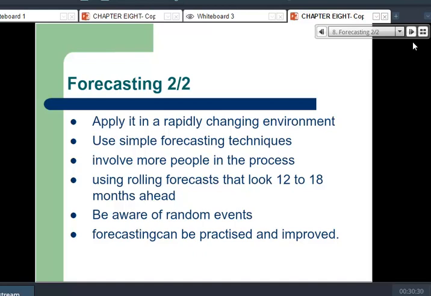As you know, the company is surrounded by a rapidly changing environment. This rapidly changing environment requires us to be aware of the competitors. Forecasting can be practiced and improved from time to time, at least within the first year of practicing the forecasting tool and technique.